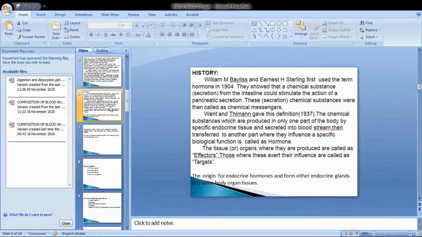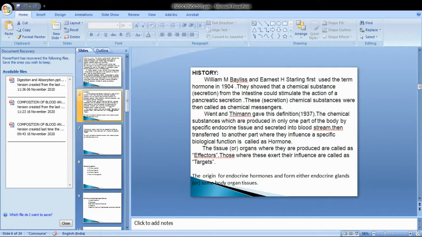The chemical substances which are produced in only one part of the body by specific endocrine tissue and secreted into the bloodstream, then transferred to another part where they influence a specific biological function, are called hormones. Finally, they gave the definition for hormone in this way. Specific endocrine tissue means specific endocrine glands.